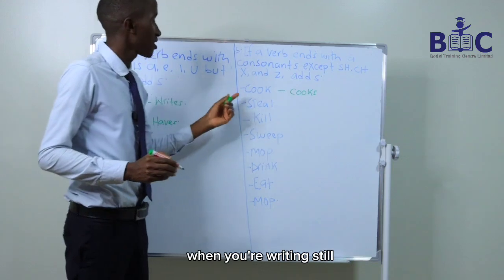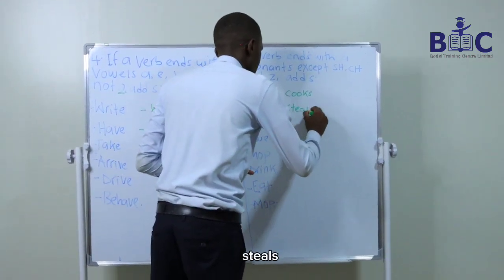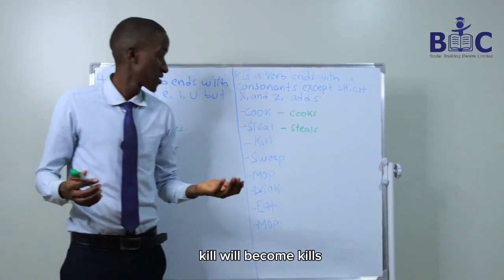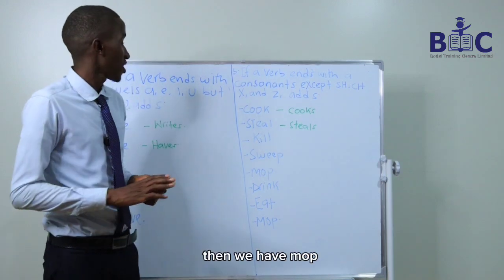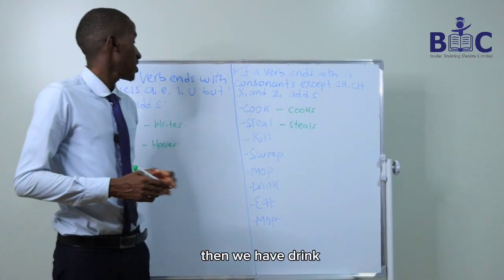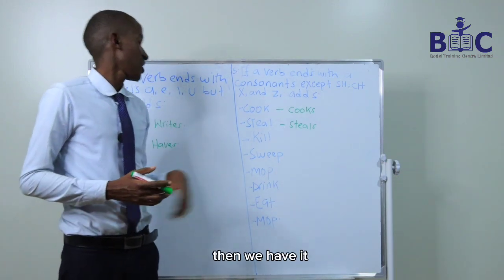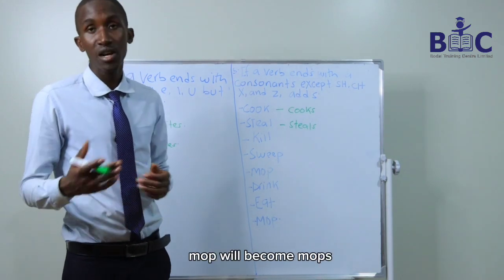When you're writing still, you write stills. Then you have this word kill. Kill will become kills. Then we have sweep. Sweep will become sweeps. Then we have mop. Mop will become mops. Then we have drink. Drink will become drinks. Then we have eat. Eat will become eats.